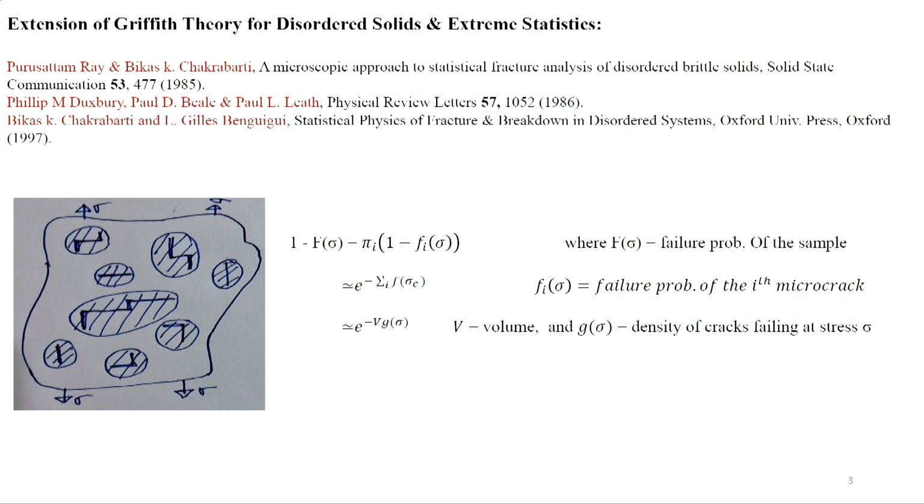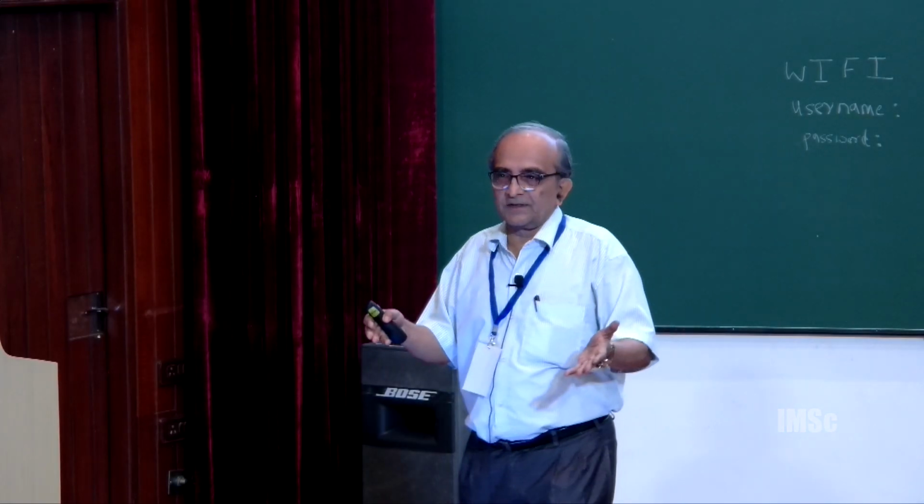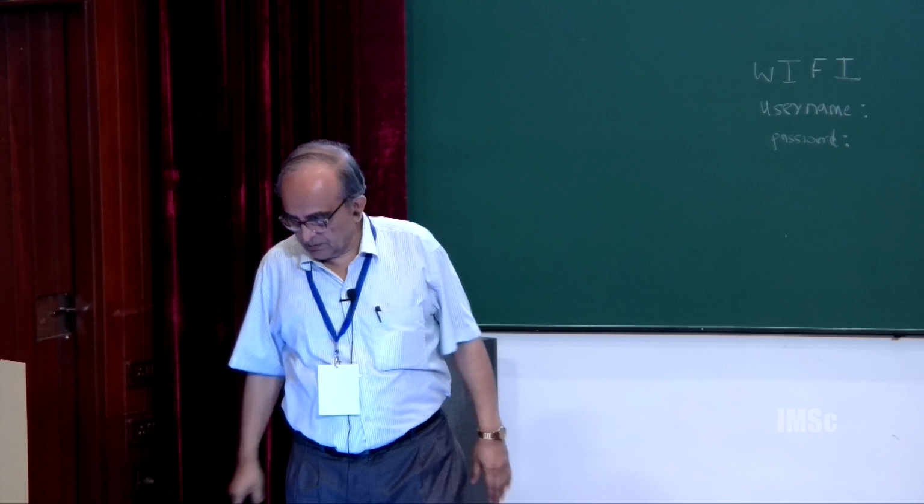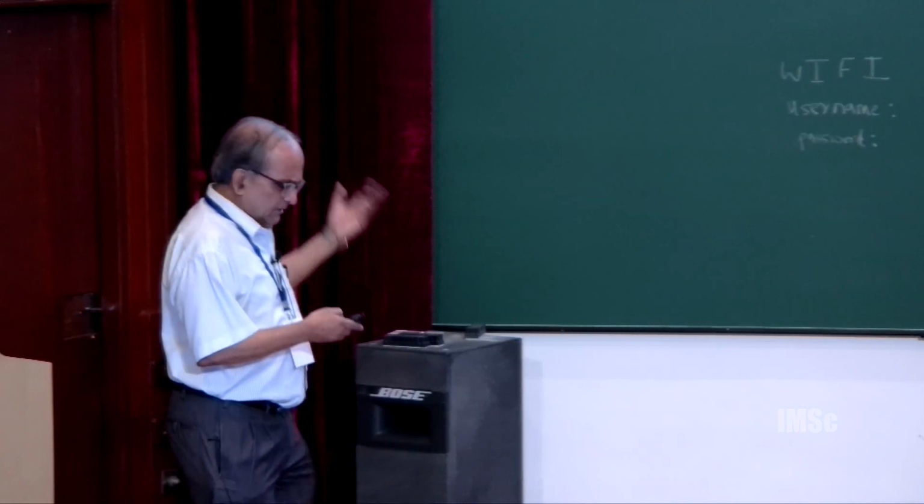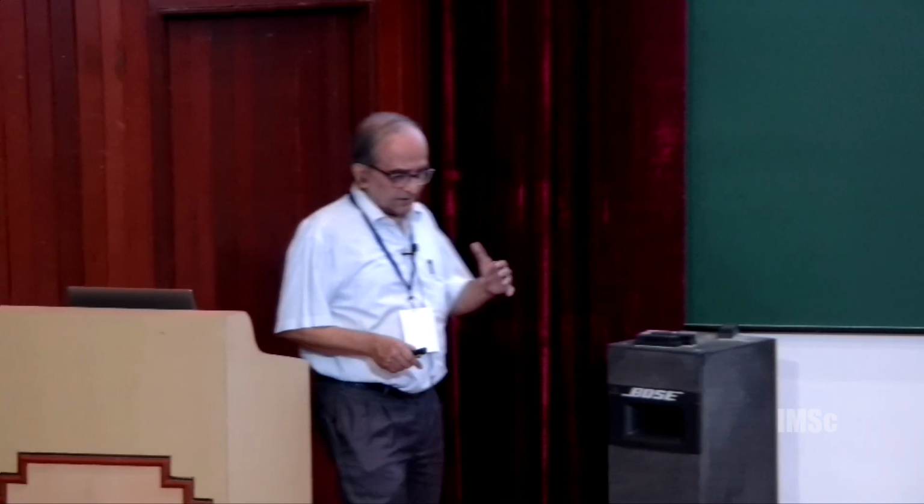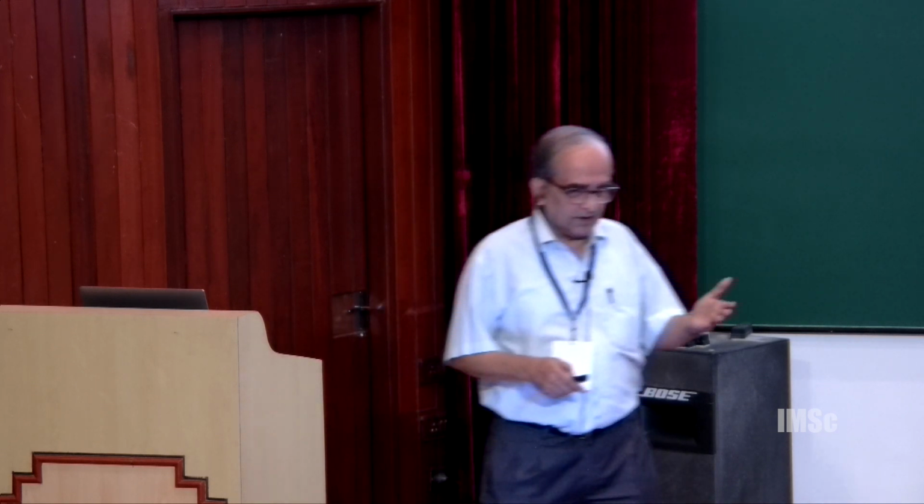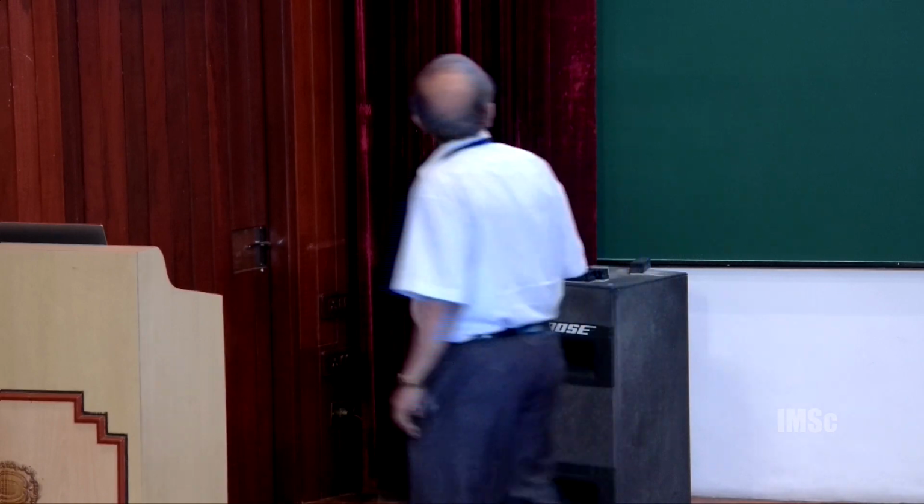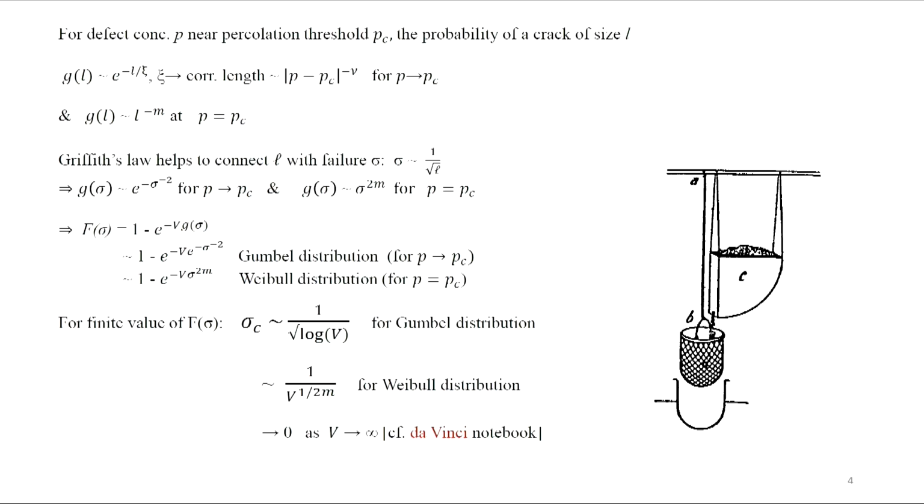Now, percolation statistics can give us the density of clusters, the defects that will be produced, and how the length of the defect is going to give you the density. So that is, Griffith said how the length is connected to the strength of the defect. So let us utilize them in the next one.